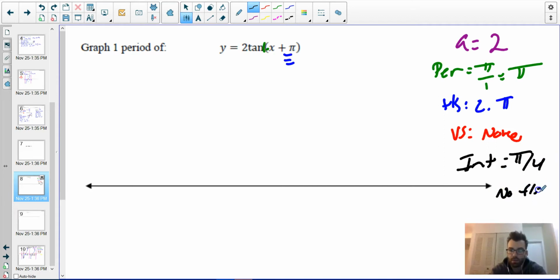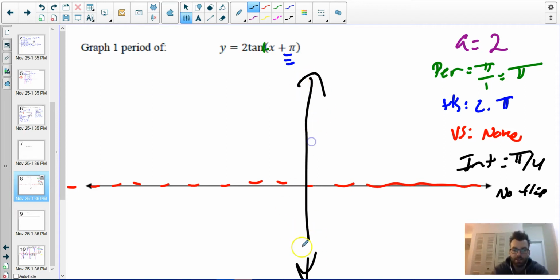Now flip. Vertical shift did not happen. Now, my horizontal shift was left pi, which means I'm going to work in a lot of negative space. I'm going to give myself a lot of space here. So I move left pi, and I'm going to say this is about negative pi. So that's going to be my middle point right there.